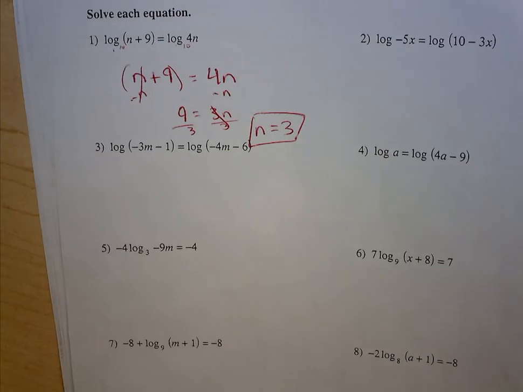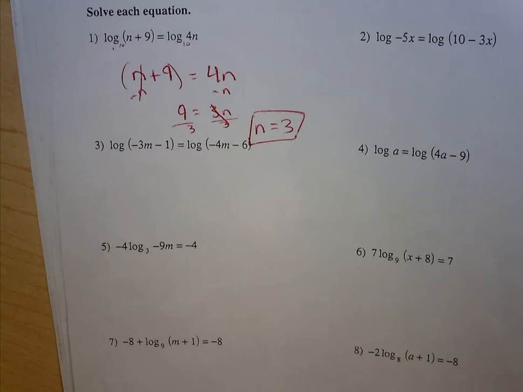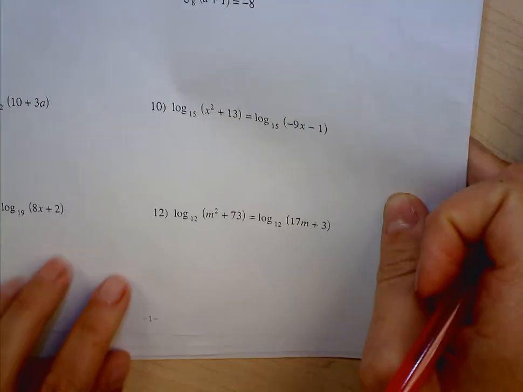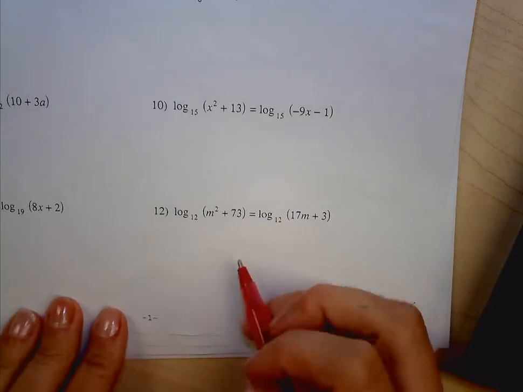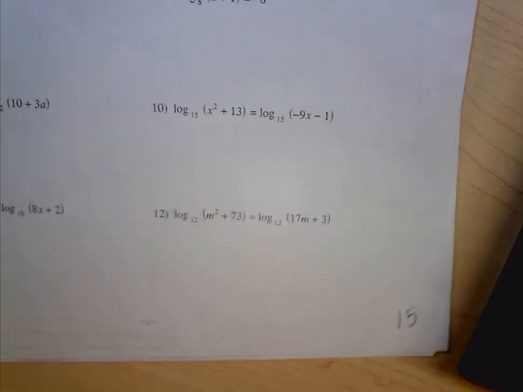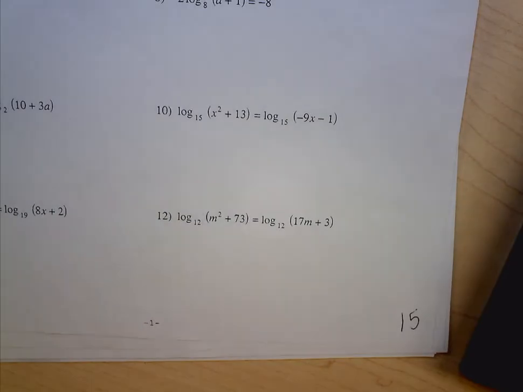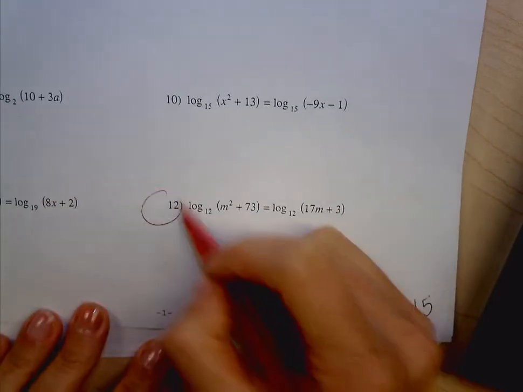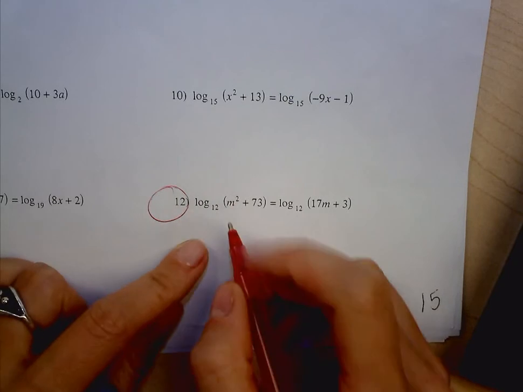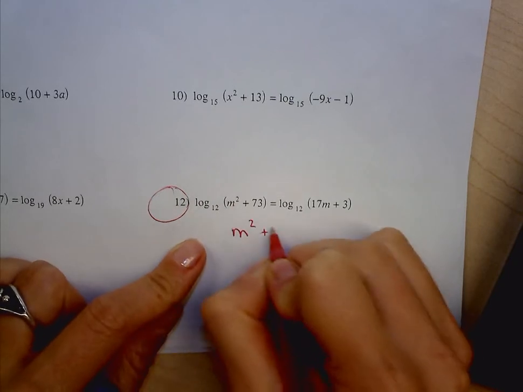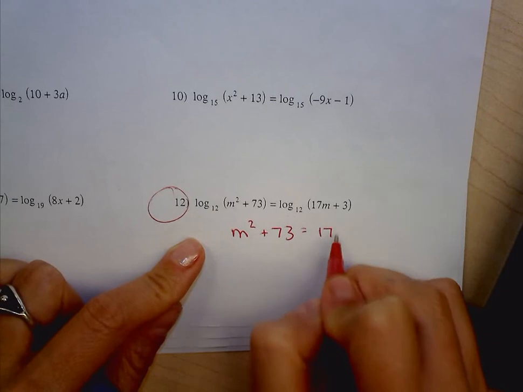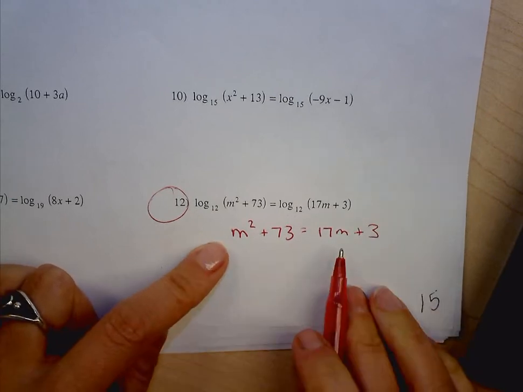Let's look at number 12. Okay, so on number 12, sorry about that, I have these two logs equal to each other, so that means m squared plus 73 has to equal 17m plus 3.